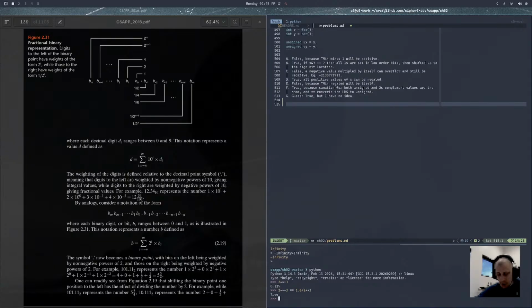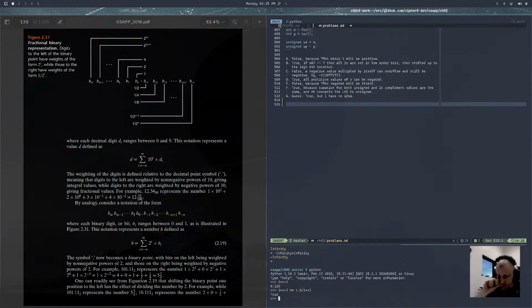For example, 12.34 represents the number 1 times 10 to the 1, plus 2 times 10 to the 0, plus 3 times 10 to the negative 1, plus 4 times 10 to the negative 2, or 12 and 34/100ths. By analogy, consider a notation of the form of binary numbers, where each binary digit or bit, b sub i, ranges between 0 and 1, as illustrated in figure 2.31.